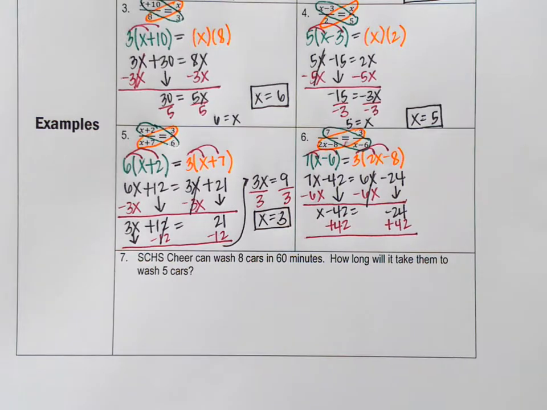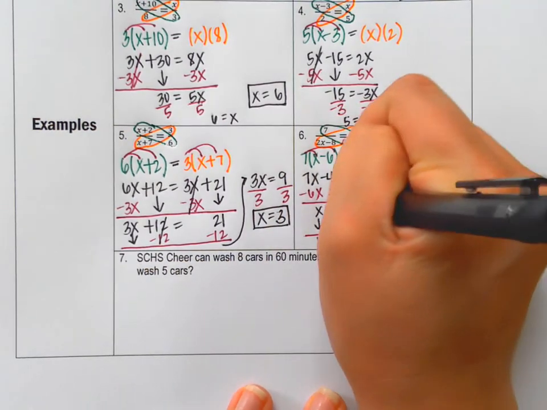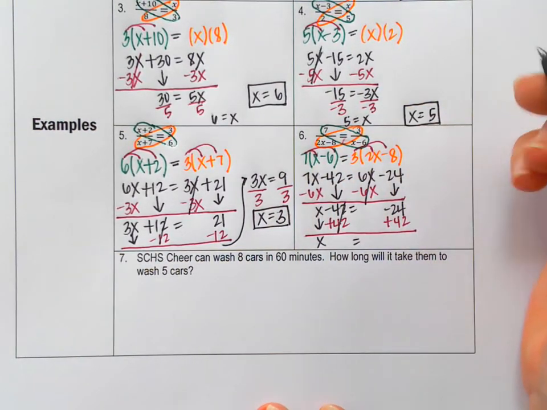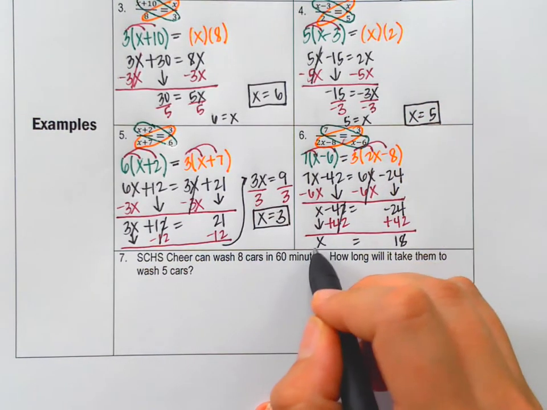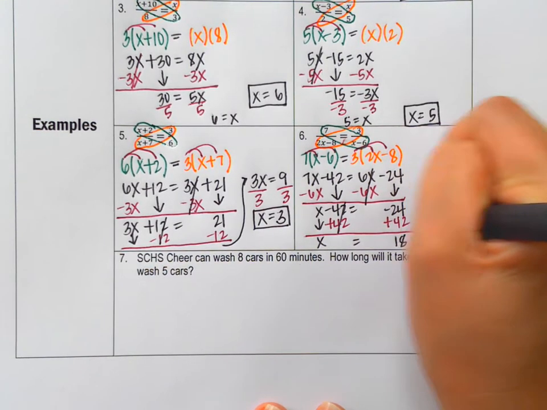Last step, I move the constants to one side of the equation. So the x comes down, negative 42 plus 42 is 0, and negative 24 plus 42 is 18. And so I got x by itself. So my final answer, x equals 18.